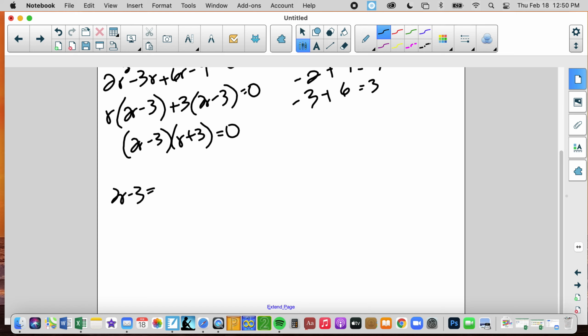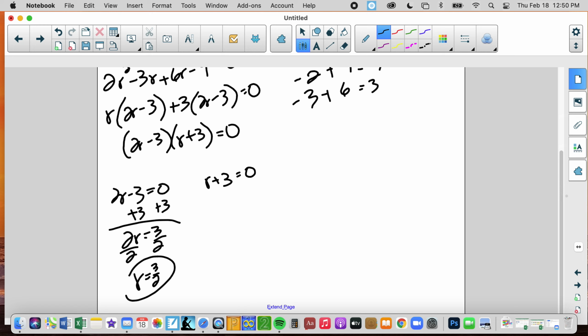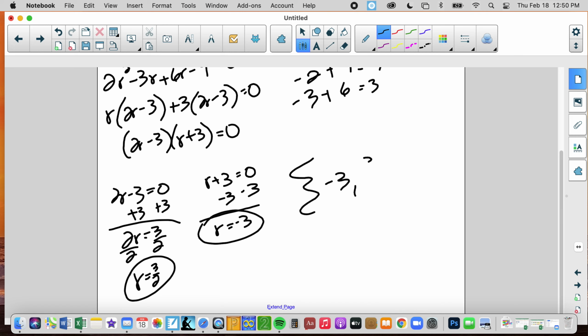2r minus 3 equals 0. R plus 3 equals 0. Add 3. Divide by 2. R equals 3/2. A lot of 3/2 as an answer. R equals negative 3. Negative 3 comma 3/2.